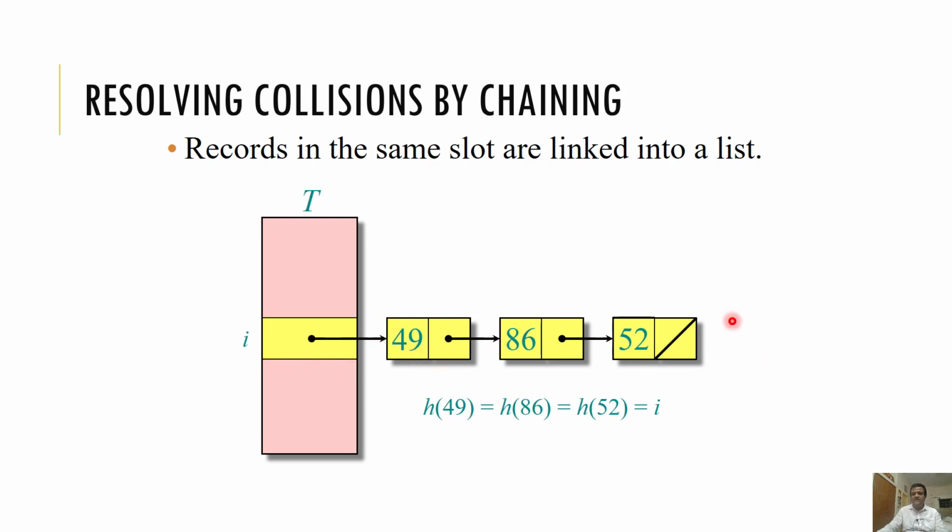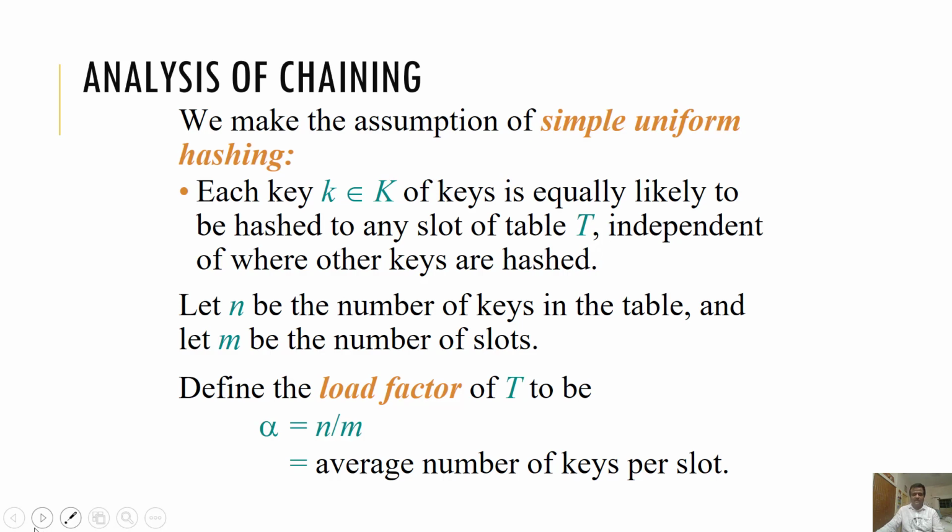So there it could be an array also. Anyway, we use the linked list to make it dynamic. So these keys 49, 49, 86, 54 are mapped to the same slot under that hash function h, which is i. So we have to have a chain outside the table. This is the extra memory we should have. Now we want to see whether this chaining is good or bad.